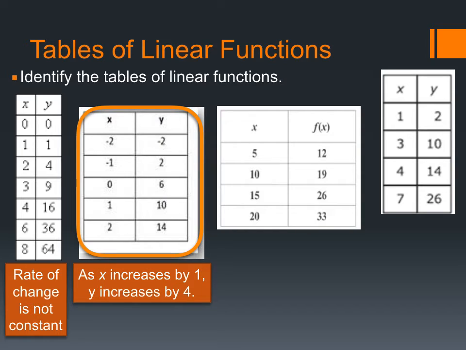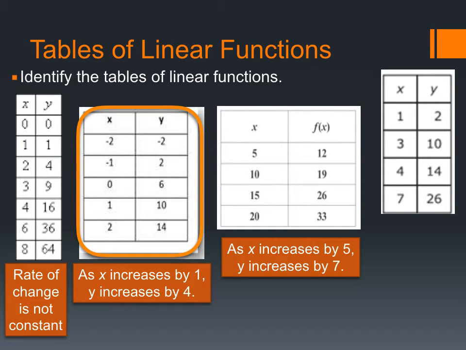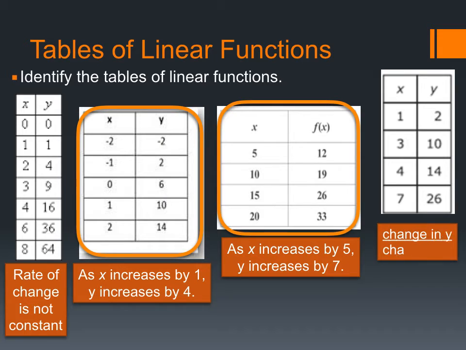In the next table, as x increases by 5, f of x is increasing by 7. Therefore, this one is linear. And in the last table, x is not increasing by the same number each time. So what we want to do is determine the change in y over the change in x.